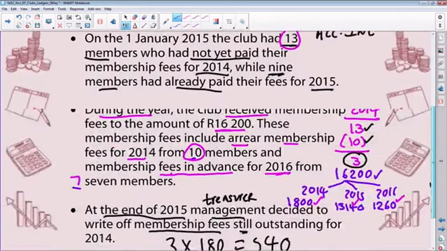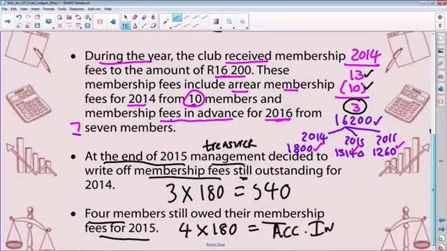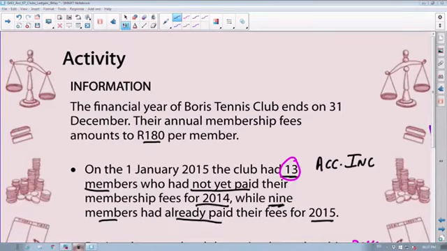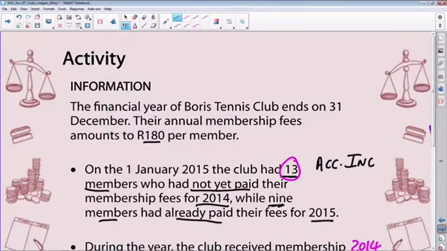Okay, so my last bit of information. 4 members still owe their membership fees for 2015. So for the current financial year, unfortunately, there are still 4 members who have not yet paid. Remember, the 13 was the previous financial year. So for the current financial year, we've got 4 members who still owe us 180 Rand. In other words, this is obviously my accrued income at the end of this financial year. So if we get our calculator out very quickly, 4 members, so 4 times 180, gives us 720.